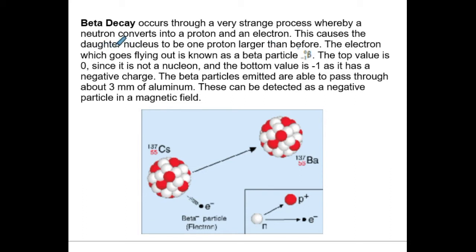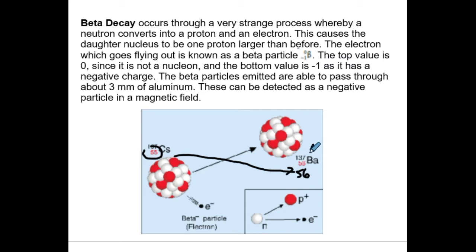And the daughter nucleus becomes one proton bigger than before. So what ends up happening in this example, let's use this picture right here, is that cesium was 55. And what it's going to do is it's going to turn into barium. And barium is 56. A 55 turned into a 56, and the proton went up by 1. And the reason why is that a neutron changed itself from a neutron into a proton. But in the process, as the neutron turned into a proton, it kicks out an electron.